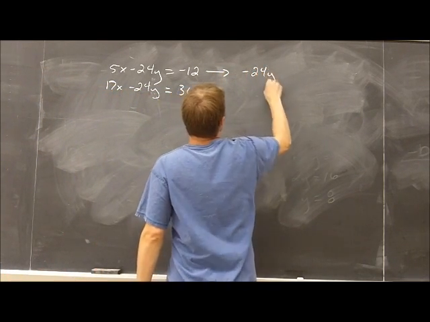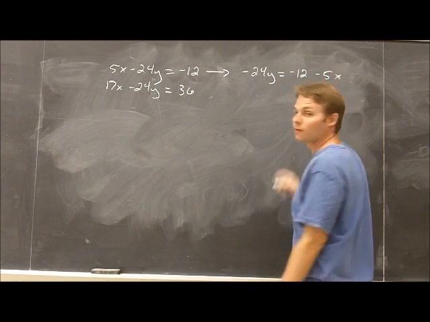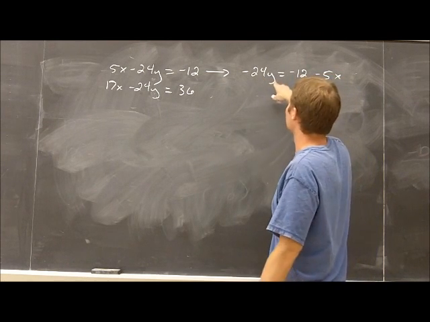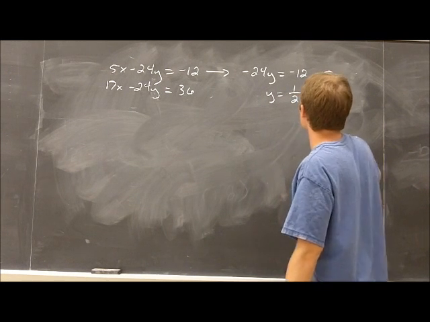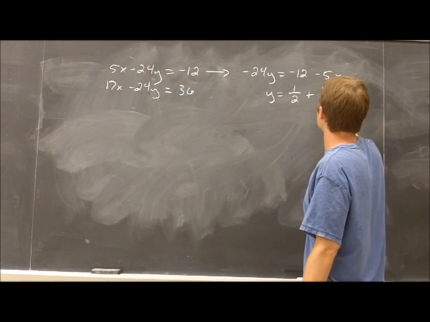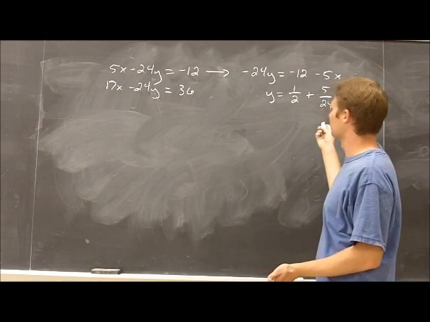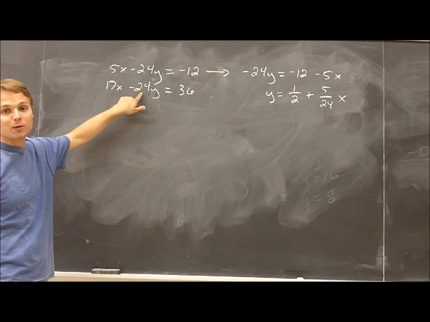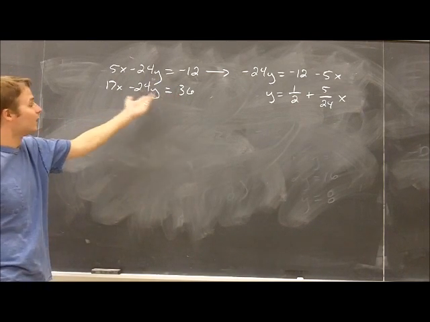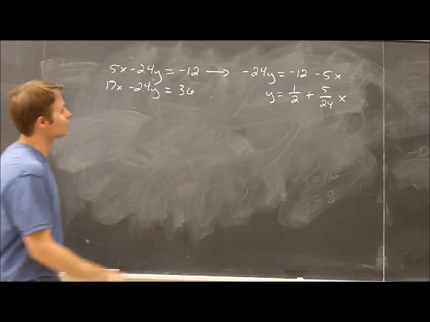So move everything that doesn't have a y over to one side. So negative 12 minus 5x, and now I'll divide everything through by negative 24. So this will be y is equal to a positive 1/2 plus 5 over 24x. Again, this looks kind of nasty. It doesn't look like a very nice equation, but if you notice, whenever we plug that value in here, we're going to multiply by 24. And then 24 times 1/2 is 12, which is fine. And then 24 times 5 over 24, the 24s will cancel out.